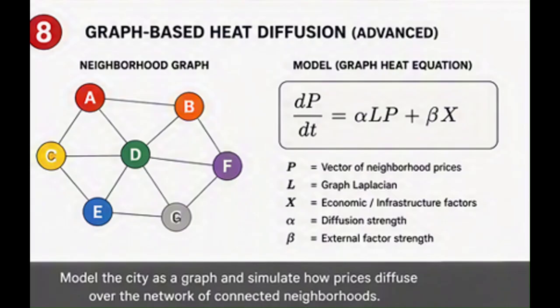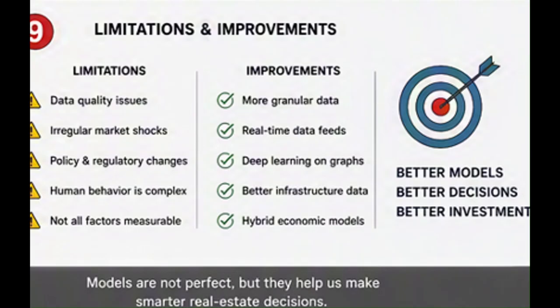You have graph-based heat diffusion as well. This is a little different from normal Gaussian heat distribution where you have the Laplacian. This is more discrete. This is pulling in ideas from discrete mathematics. We're going to go ahead and investigate each of these ideas separately and see how best you can use it to predict cheap housing in expensive neighborhoods. And you have P, your vector of neighborhood prices, L is your graph Laplacian, and X is your economic infrastructure factors. So model the city as a graph and simulate how prices diffuse over the network of connected neighborhoods.